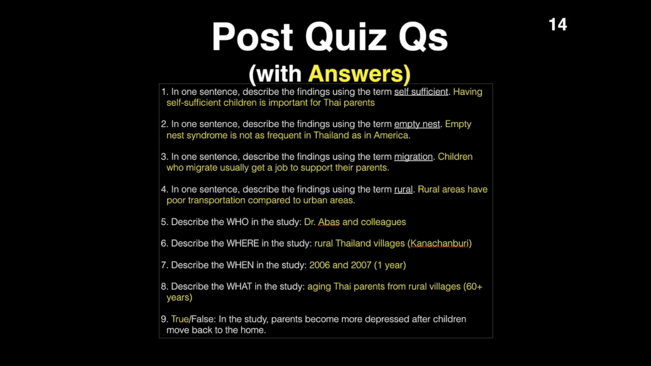Here are the answers to the post-quiz questions. The first 4 questions are just examples. There are many sentences you could make. Questions 5, 6, 7, and 8 are the who, where, when, and what. Please review these answers. And number 9, yes, in the study, parents became more depressed after children moved back to the home.